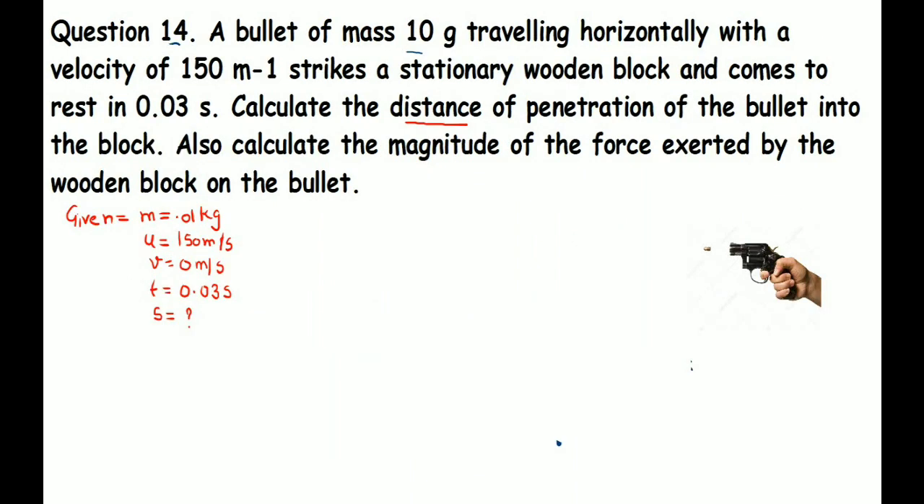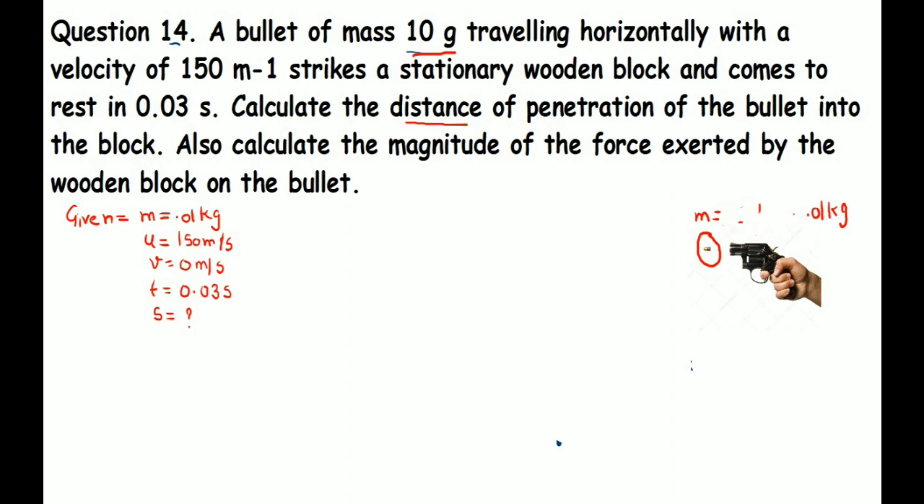Now next question. Question number 14 says a bullet of mass 10 gram traveling horizontally. So here is the picture of this bullet. This bullet is of 10 gram only. Obviously this is not a standard unit for measuring the mass of any object, so we will convert it into kg by the same procedure as we did earlier. So now we get the mass of this bullet as 0.01 kg.